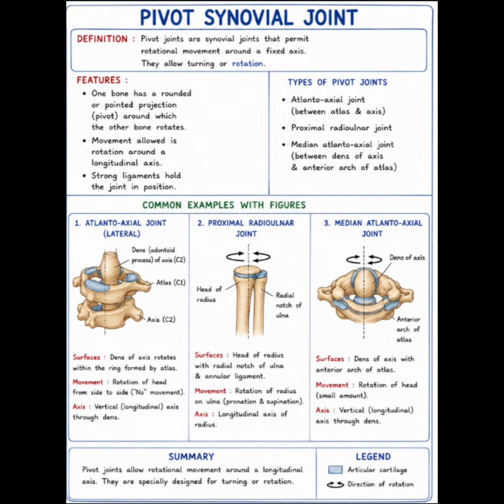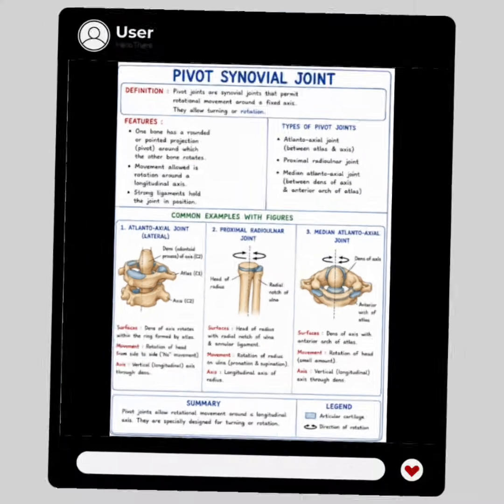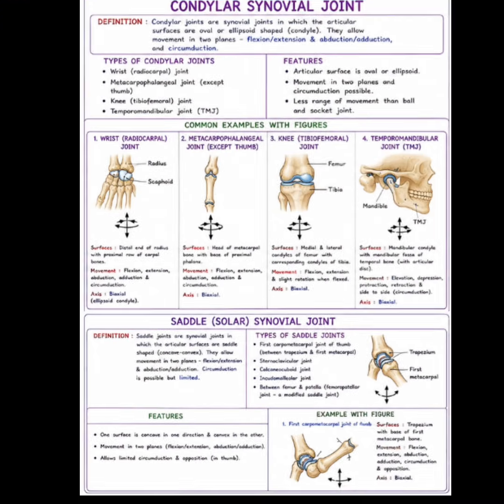Then the fourth is the ellipsoid joint, whose articular surfaces are slightly concave or convex and it's biaxial, that is flexion, extension or abduction, adduction is possible. The examples include wrist joint, metacarpophalangeal joint except first, and atlanto-occipital joint. It can be remembered by WMA, UMA. And the fifth one is the condylar joint. The articular surfaces are made by the bony mass or condyle. It is also biaxial, and the examples are knee and temporomandibular. It can be remembered by KT.